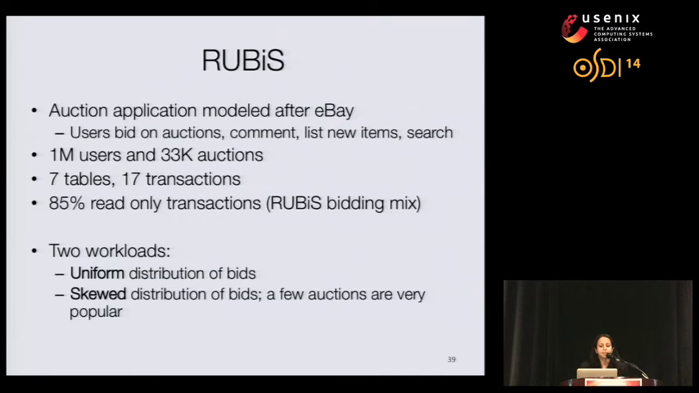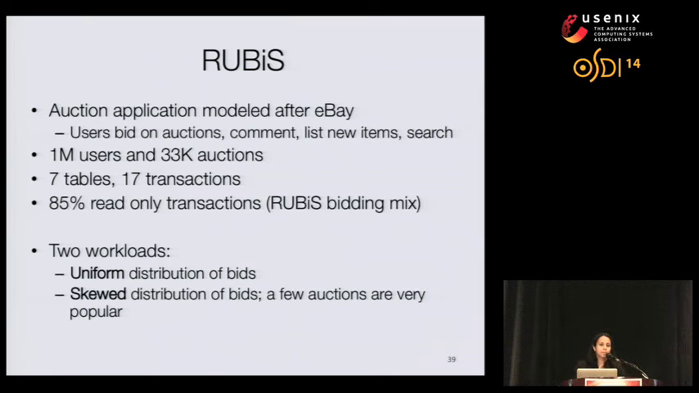So now let's see how well this technique applies to a more complex application. We're going to use RUBiS for this. RUBiS is an auction benchmark. It's modeled after eBay. There are users, and they bid on auctions, they write comments, they list new items, and they do a lot of searching and viewing of items for sale. There are 1 million users and 33,000 auctions, 7 tables and 17 transactions. And in the RUBiS bidding mix, as it's defined, 85% of the transactions are actually read-only.